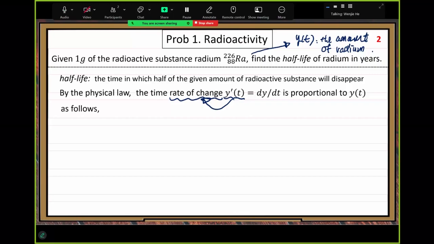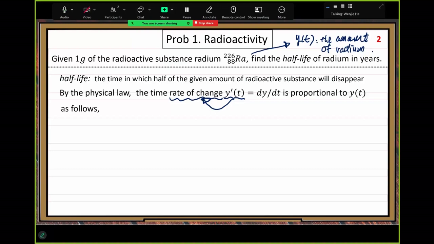This is another way to write the derivative. We have several different notations to write the same concept, the derivative. One is y prime of the variable t. Another, we use differentials, dy over dt. dy, that's the differential concept.